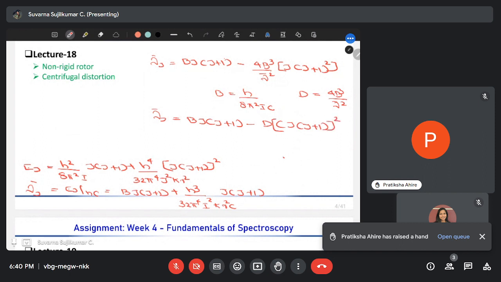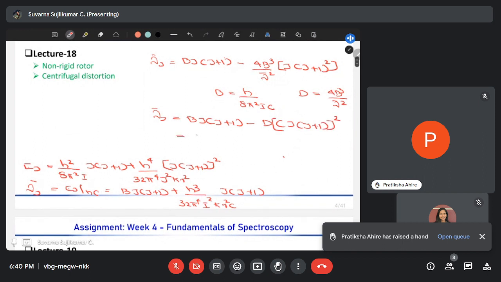Right. From here, we can get an expression for B effective, which is given by B minus dj into (j plus 1) into j into (j plus 1). So this can be represented as a B effective.